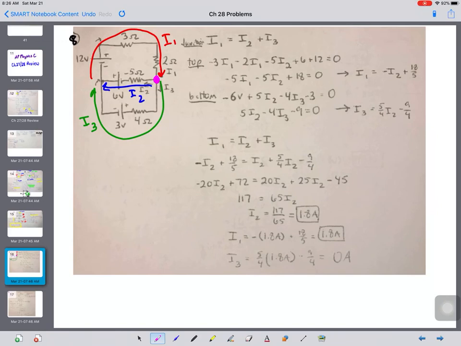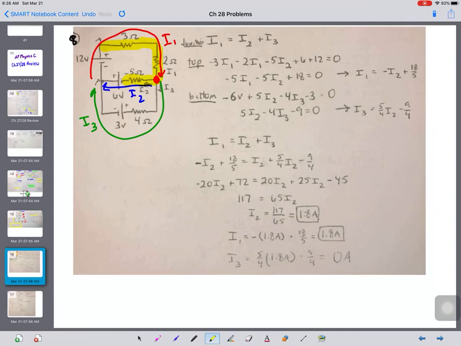On your loop rules, I'm starting at the upper left corner and going clockwise around on both of those. So when I hit the 3 ohm resistor, going from here around to there, we are moving clockwise, in the direction of I1. So that's going to be a decrease, a negative 3 times I1. Then we hit the 2 ohm resistor, likewise a decrease, negative 2 I1.